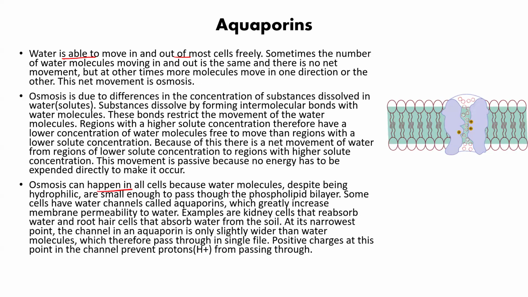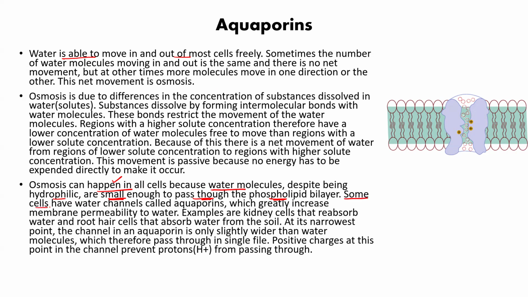Osmosis can happen in all cells, because water molecules are hydrophilic and small enough to fit through the gaps of the phospholipid bilayer. So they are able to pass, because osmosis will be seen in all types of cells, and it is easily able to occur through the phospholipid bilayer, which we generally say is non-polar and hydrophobic. But water is able to slip through.